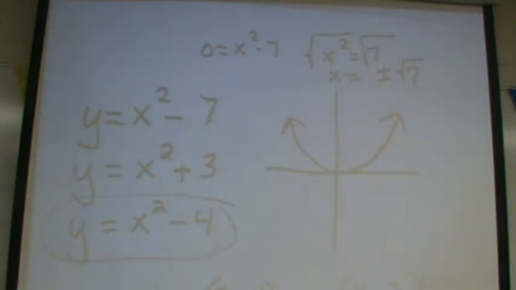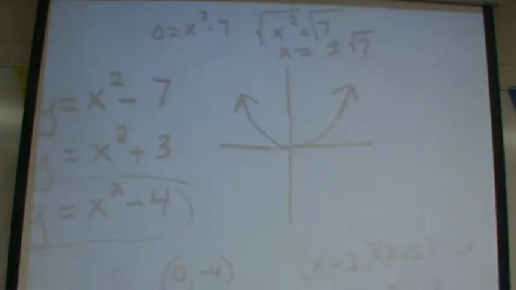So your x-intercepts are plus or minus the square root of 7. So make sure you understand how to do those problems as well.